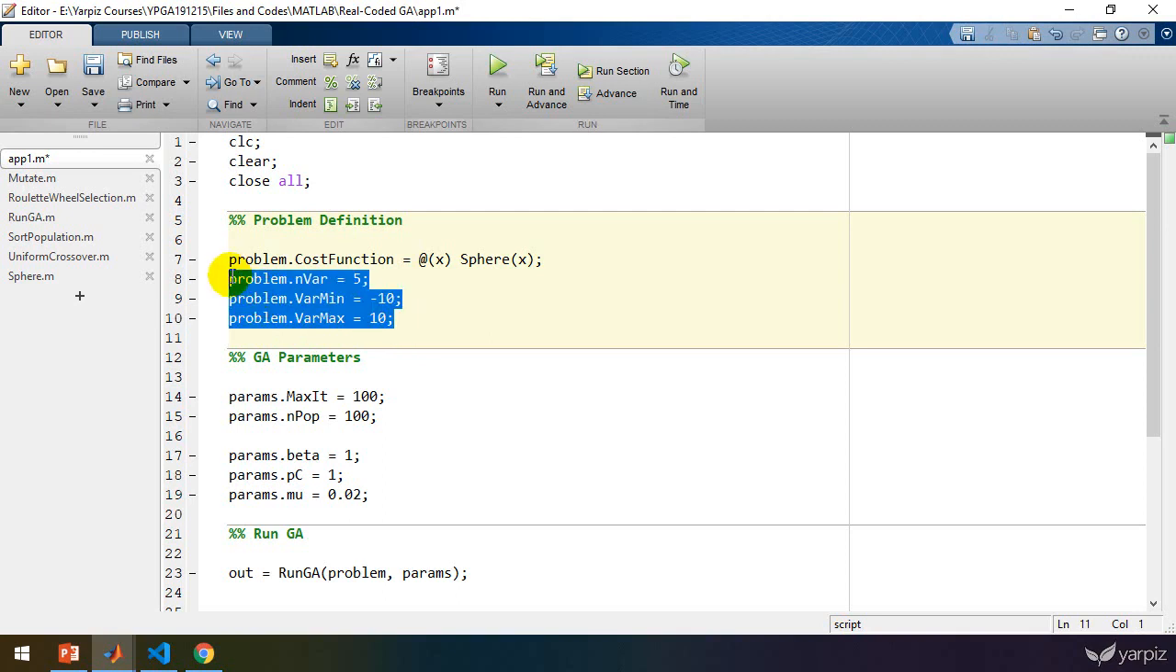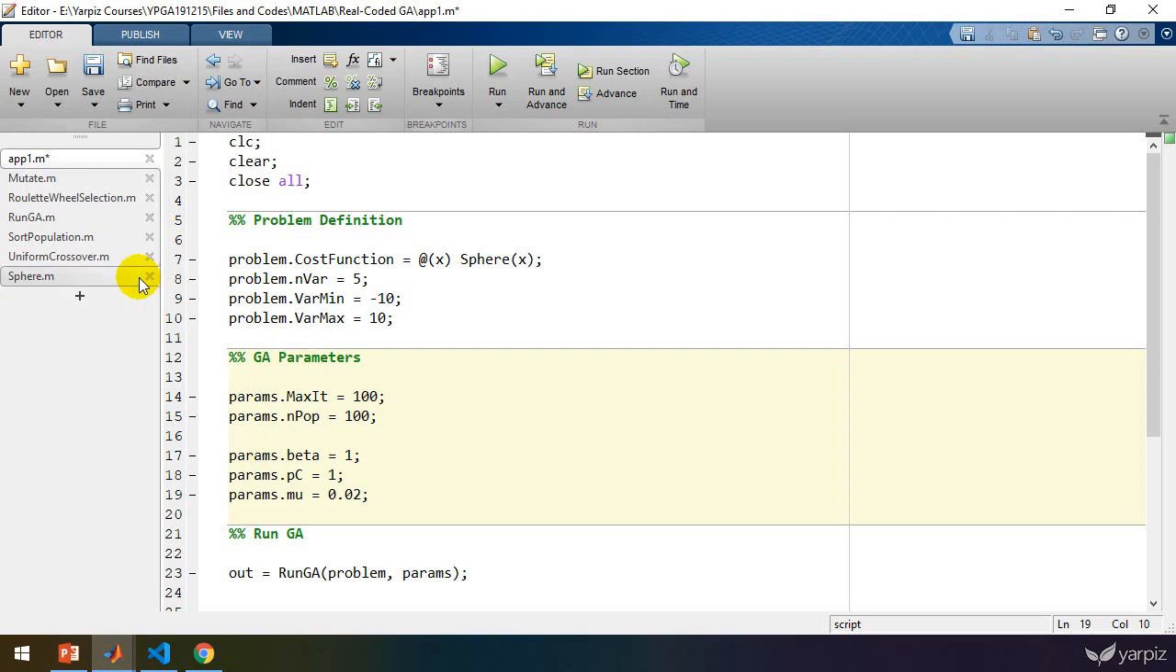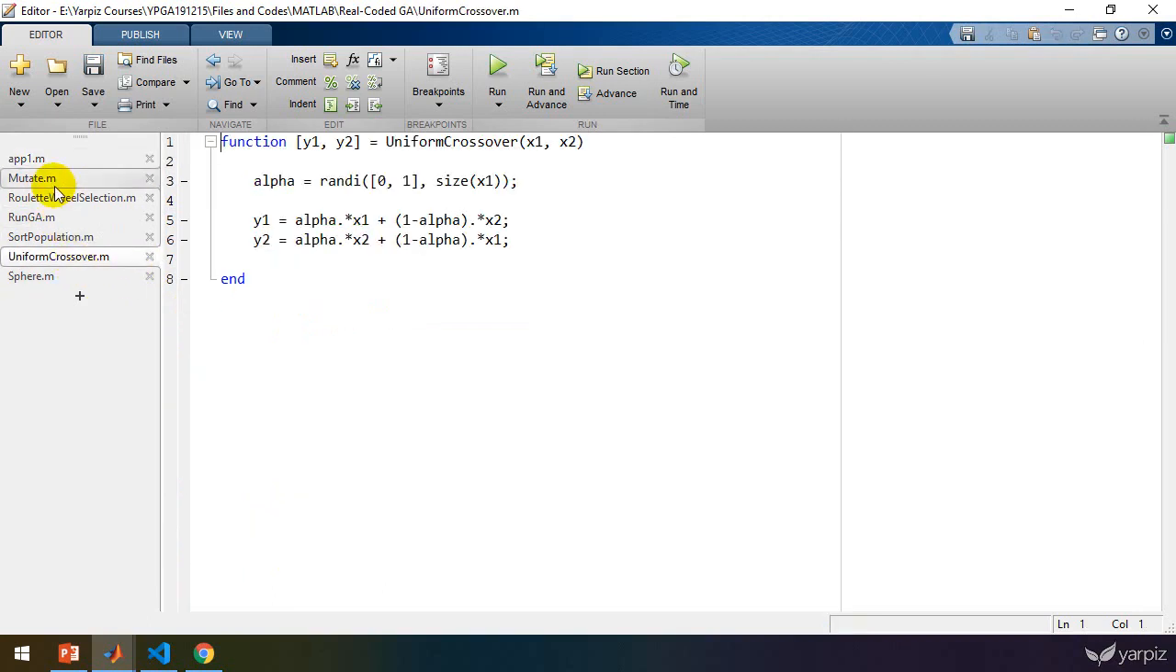Okay, we defined the search space using these lines. We defined the number of decision variables, and we defined the range of those variables, and all of them are from negative 10 up to 10. We are going to search for 5 real numbers in this range, negative 10 up to 10, to minimize this cost function, sphere x. And we know the result is 0, obviously, but we're going to test if GA can solve this problem or not. And GA parameters, max it, n pop are here, beta, pc, mu, they're almost all the same, but we will add some other parameters too. But for now, I'm going to start implementation of our operators, uniform crossover and mutation.